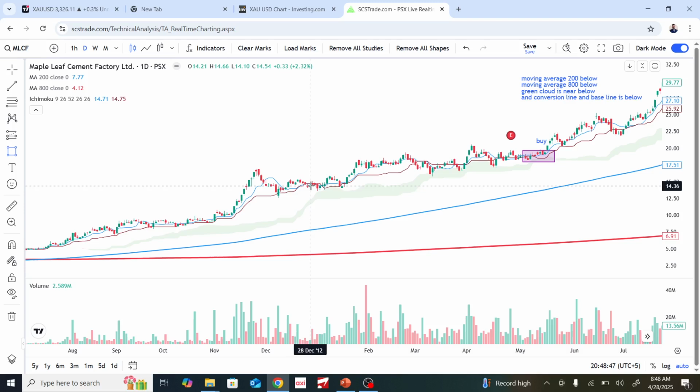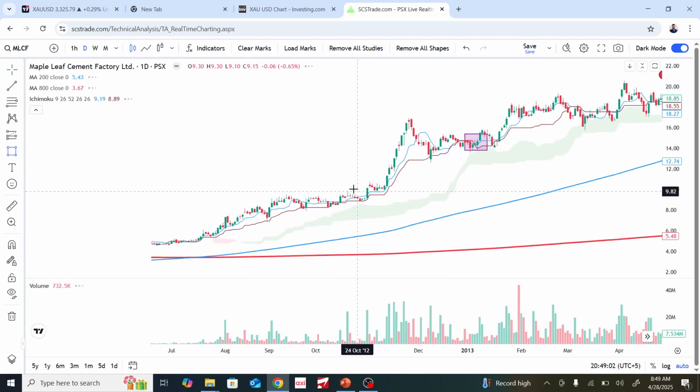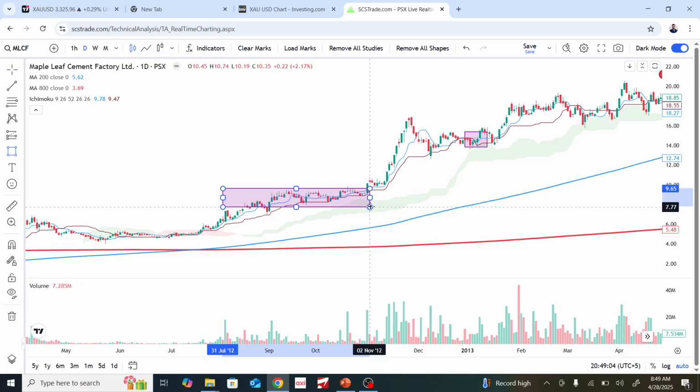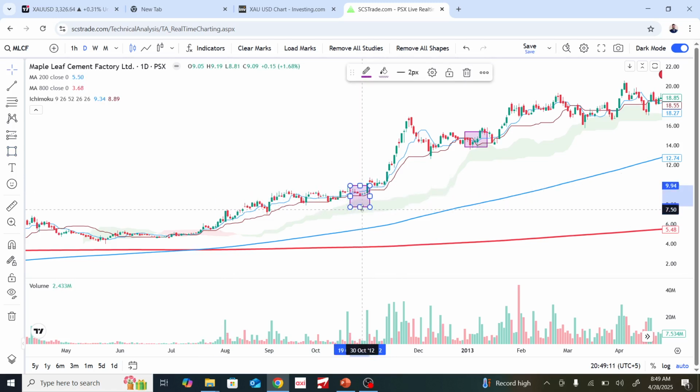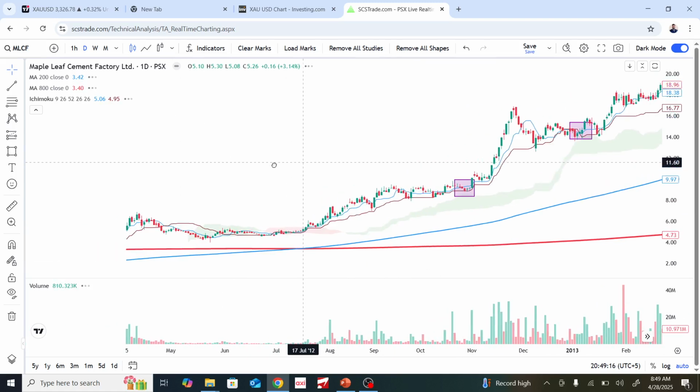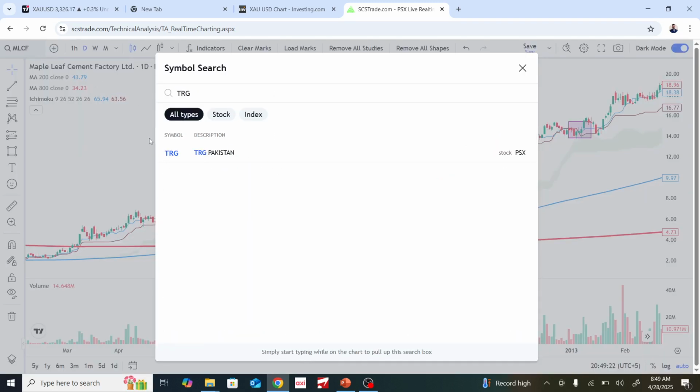That is also a perfect buy setup. Why? Because moving average 200 is below, moving average 800 is below, the cloud is green, the cloud and both baseline are converging, and the market is testing it and diverging upside, so it is a perfect buy. This is also a buy setup. So this is how it works.